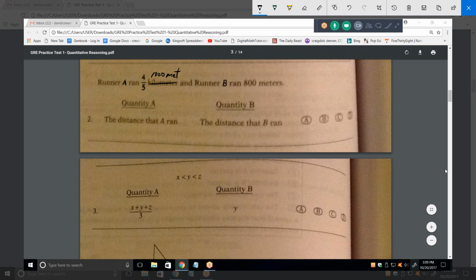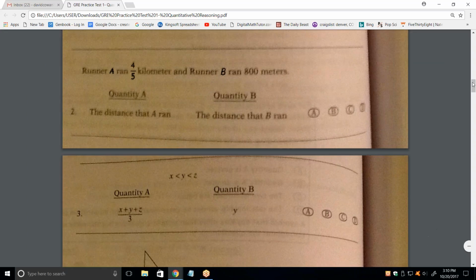So would I do 4 divided by 5 times 1,000? Uh-huh. $800. They're equal. They're equal. Okay, let's see. A is bigger, B is bigger. Is C they're equal? I think so, correct? Yes. And then D is you can't tell. Figure it out. Okay. All right, let's go down again. Getting about one problem per page here, but that's fine.